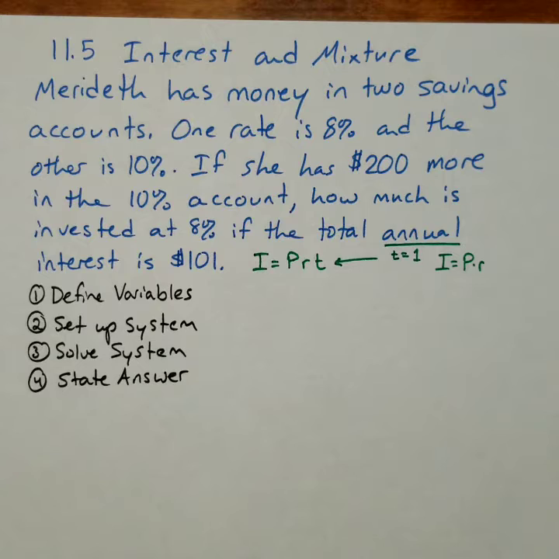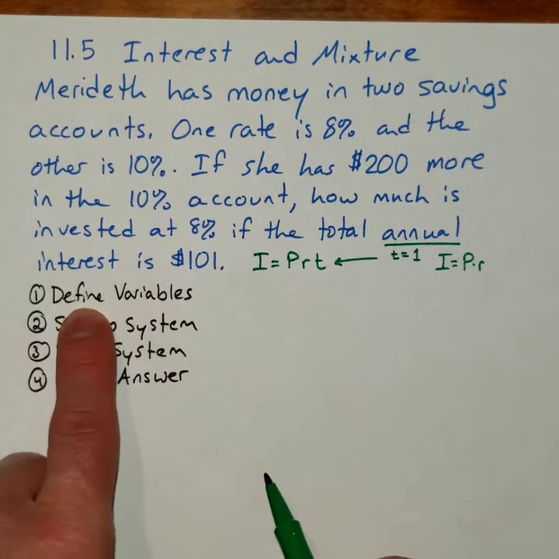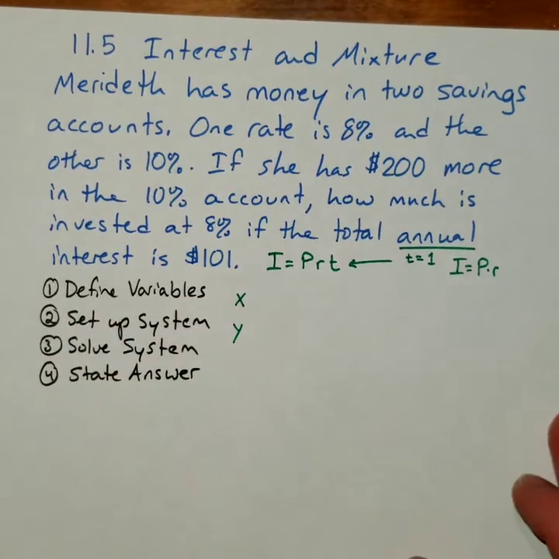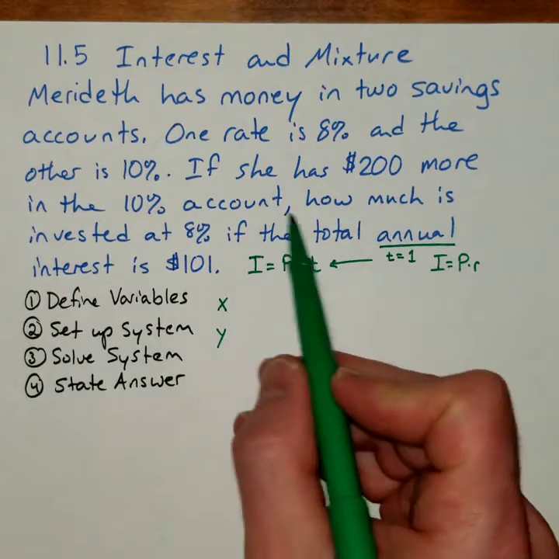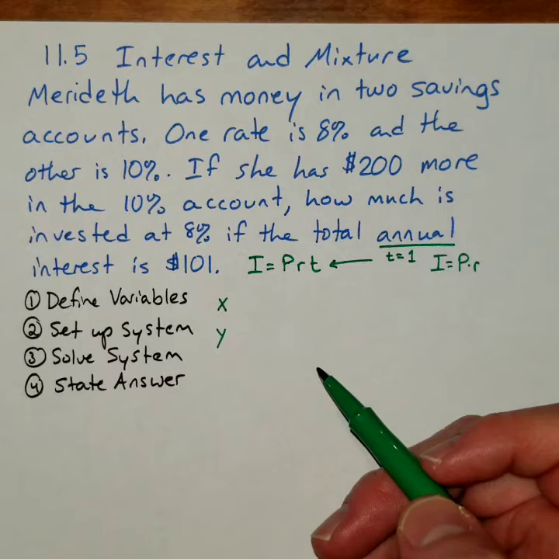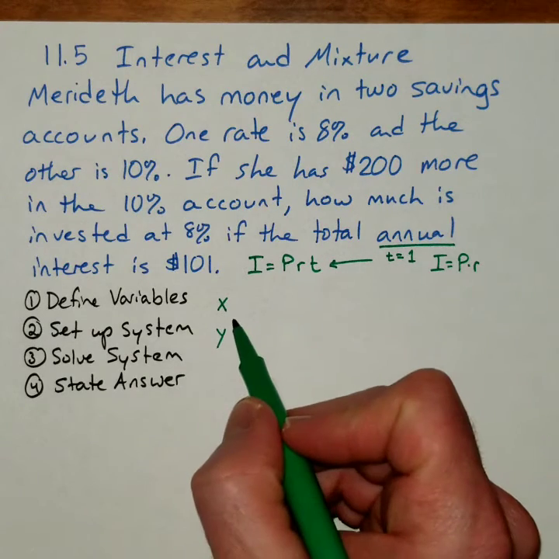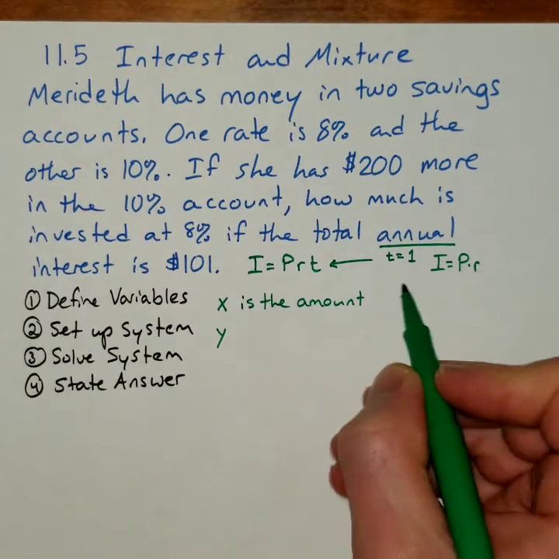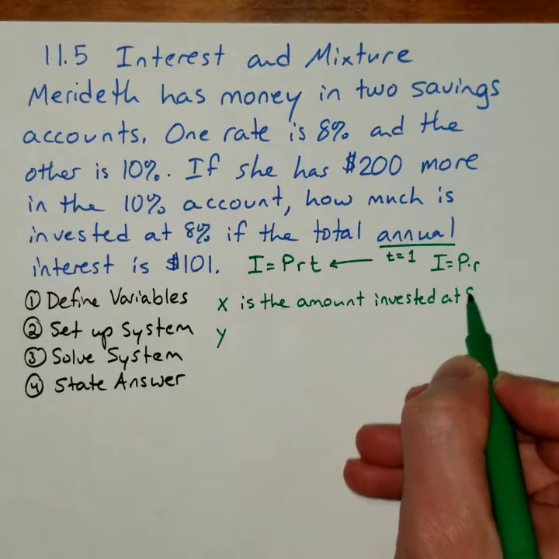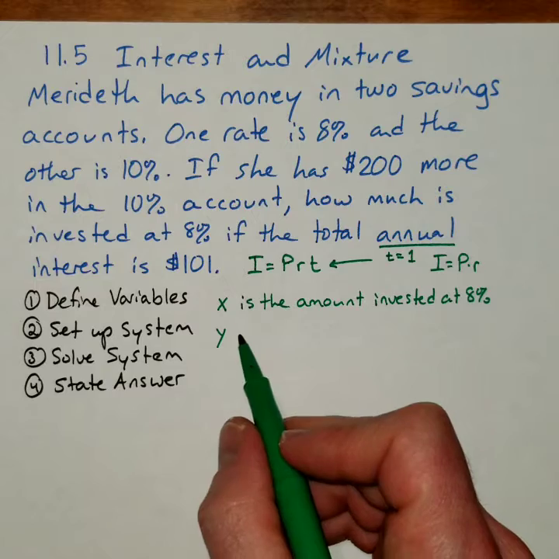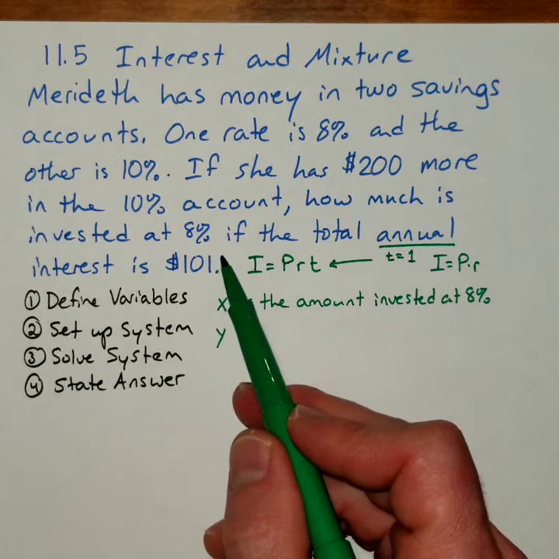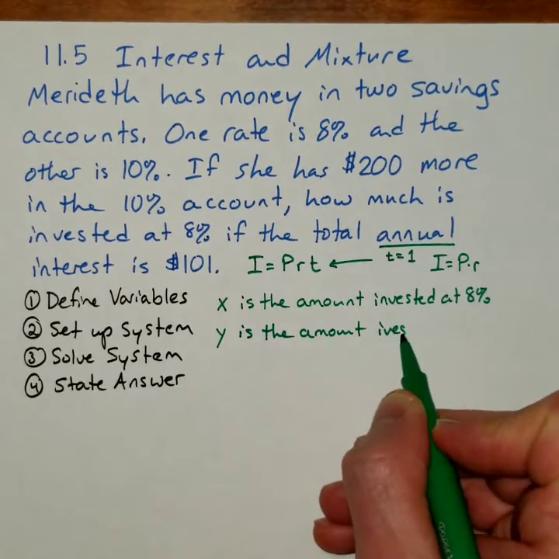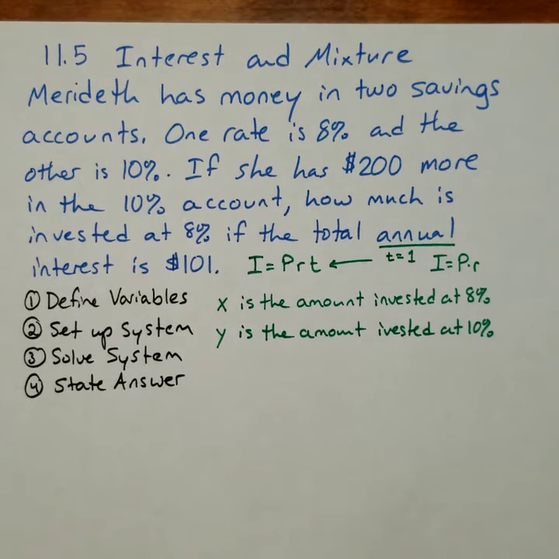Now, to start our problem, now that we know our formula, we need to define the variables. And I'm going to go ahead and use x and y as my two variables. And they have to be the two things that we don't know. Now, at the end of this problem, the last sentence says how much is invested at 8%. So that's what they're trying to get us to find. So that's going to be the first variable. So x is the amount invested at 8%, and y is going to be similar, even though it's not asking for it here in the question. The other thing we don't know is the amount invested in the 10%. Okay, so those are our two variables.